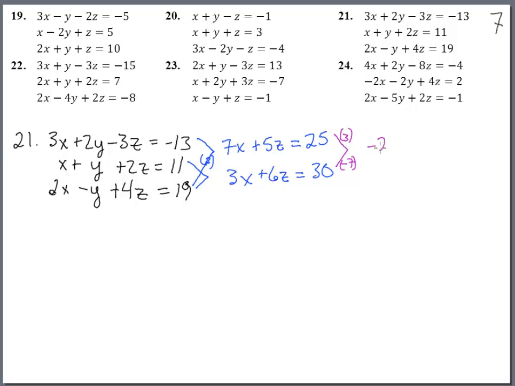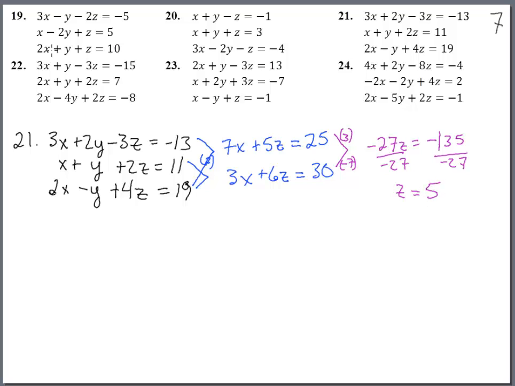So that's a -27z equals 75 minus 210. That's negative 135. Divide both sides by -27, and z equals 5.